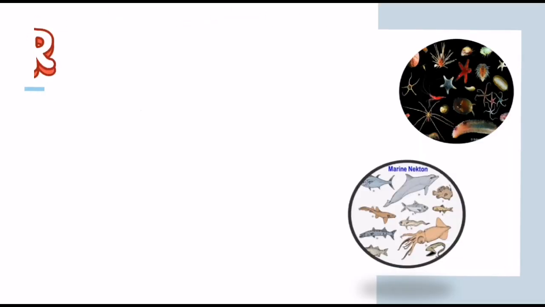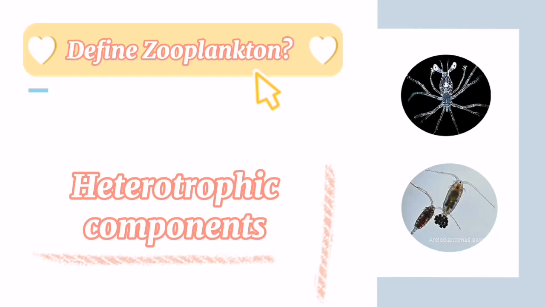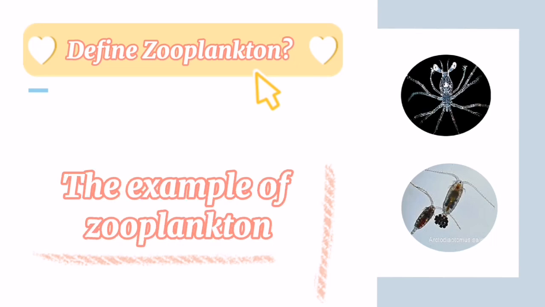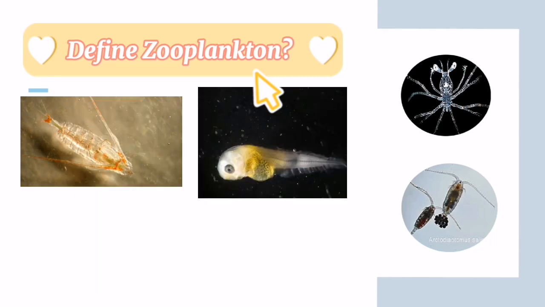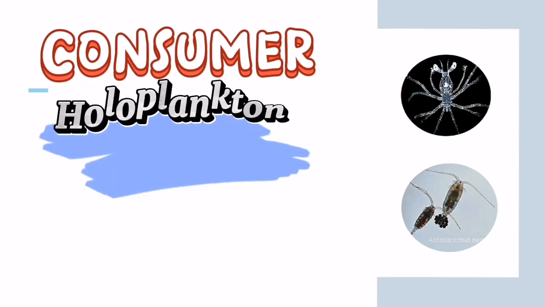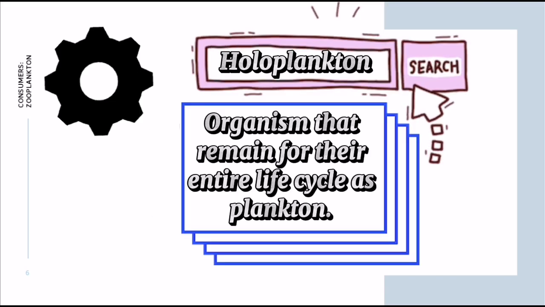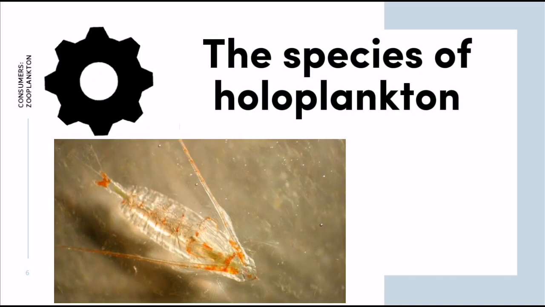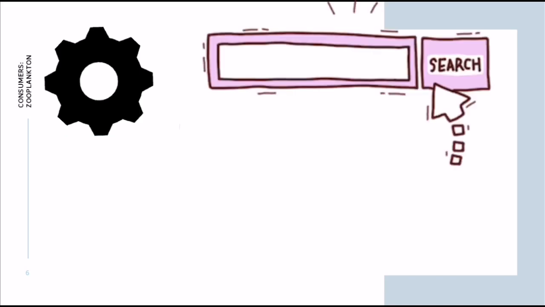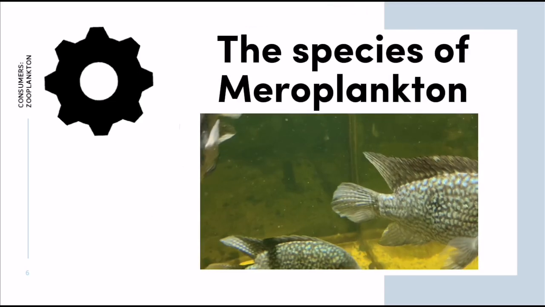Let's proceed to the consumer. Consumer, the zooplankton. What is zooplankton? Zooplankton is a heterotrophic plankton. Examples of zooplankton are copepods, fish larvae, sea star, and radiolarian. The types of zooplankton are holoplankton and meroplankton. Holoplankton is an organism that remains plankton for its entire life cycle. Examples of this are copepods, krill, or euphausiids. While the meroplankton is the temporary plankton. The example of this is mostly the fishes.